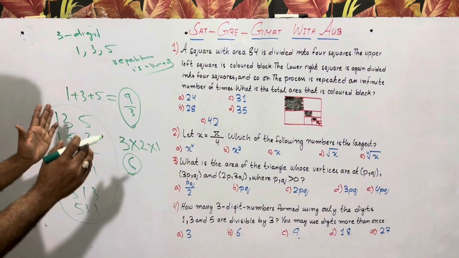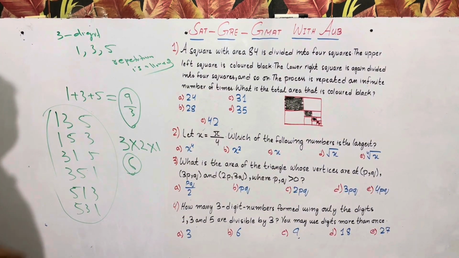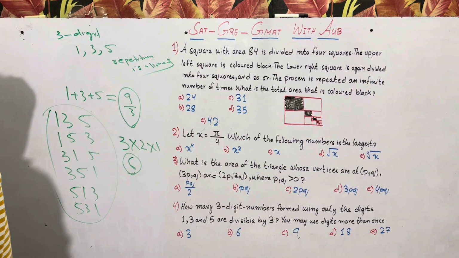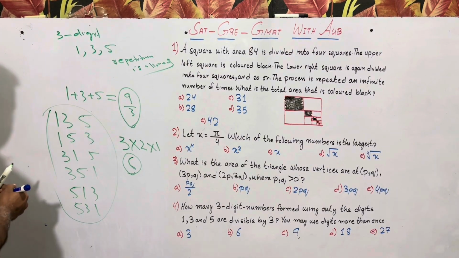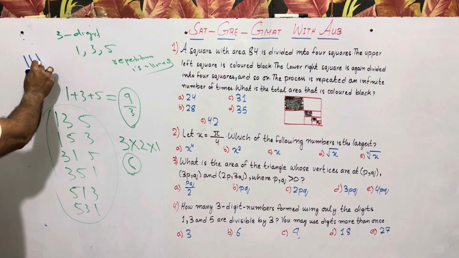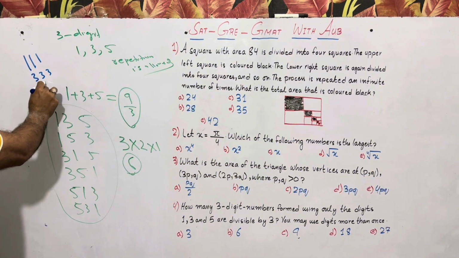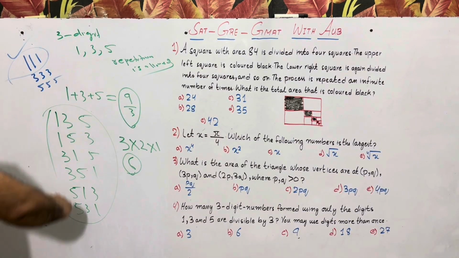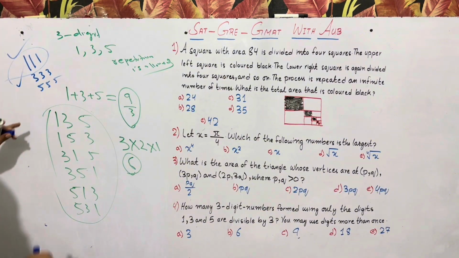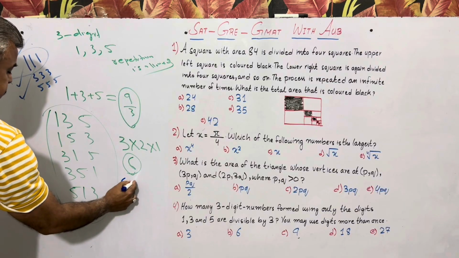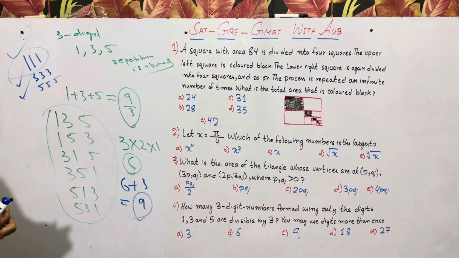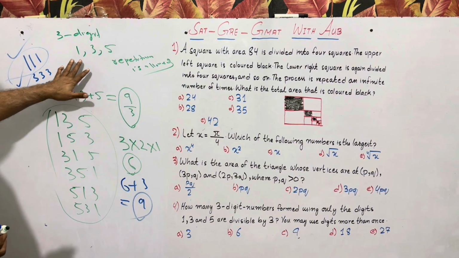We have been given a free hand that we can use each digit more than once. Another possibility props up: if we take all the digits the same, 1, 1, 1 or 3, 3, 3 or 5, 5, 5. The sum of digits is 3, divisible by 3. The sum of digits is 9, divisible by 3. 5 plus 5 plus 5 is 15, divisible by 3. So, 6 plus 3, that is 9, are the possibilities. 9 are the total possibilities of making a 3-digit number using 1, 3, 5.